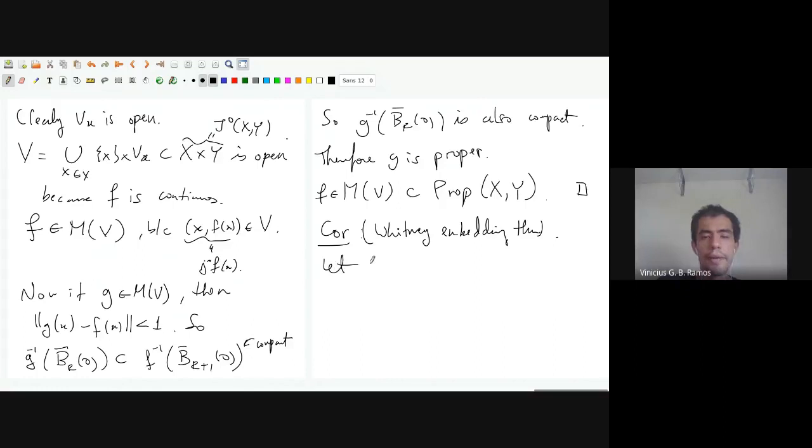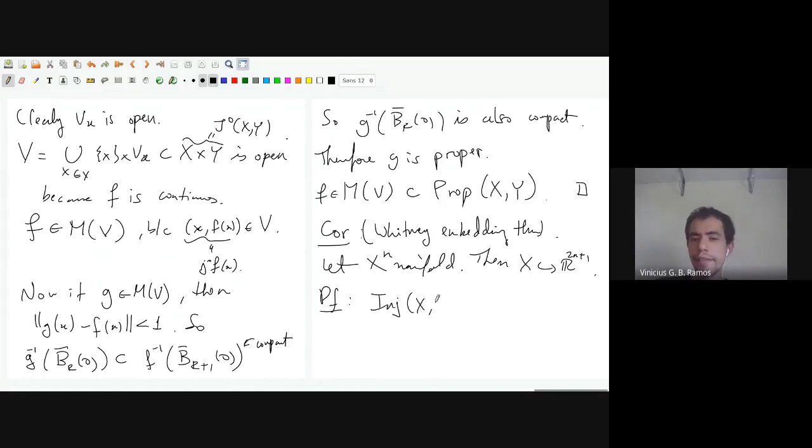Which says that, well, let X be a manifold, then X embeds into R^(2n+1). The dimension is n. And the proof now is, well, we already saw that the set of injective immersions is residual and hence dense.